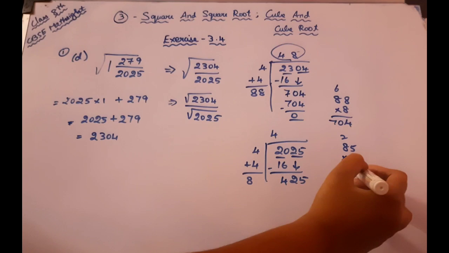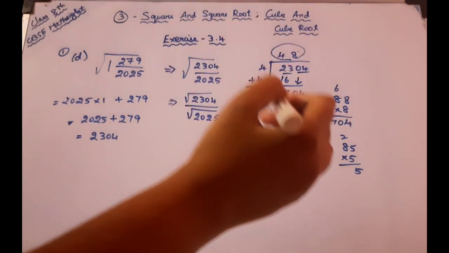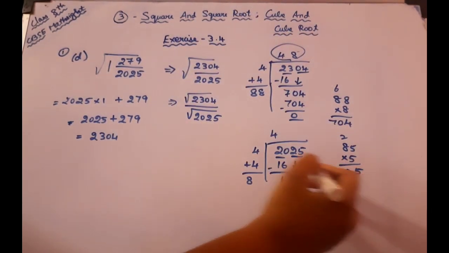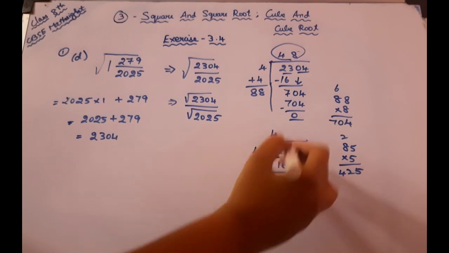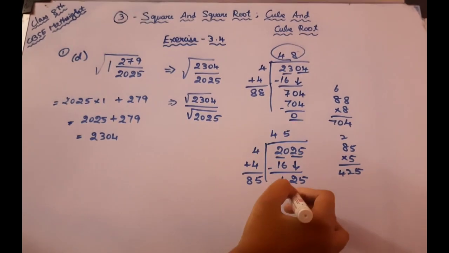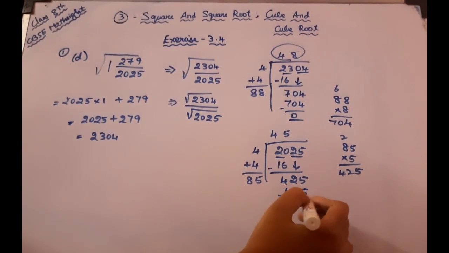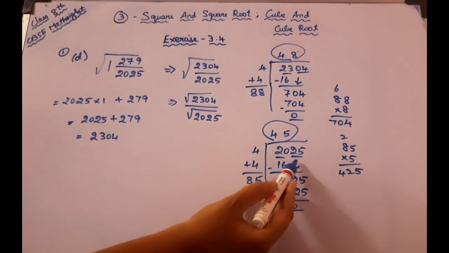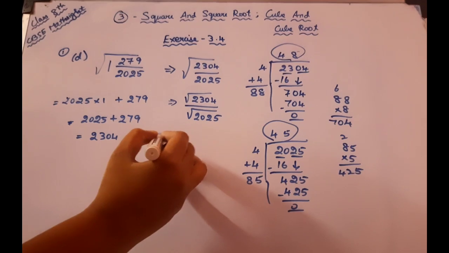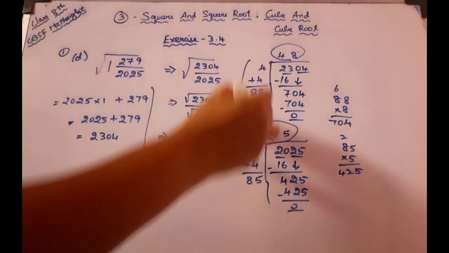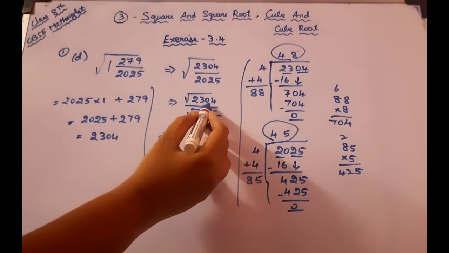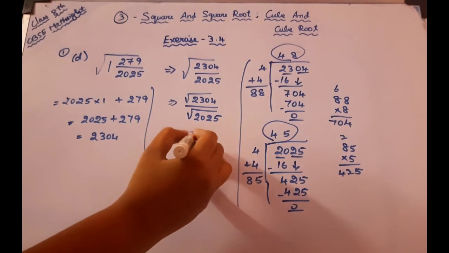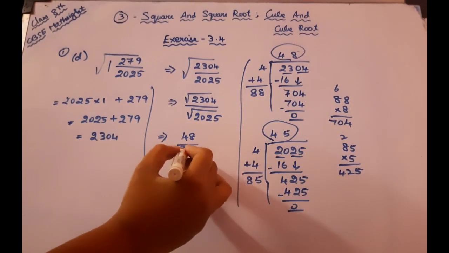5 5s are 25. 8 5s are 40 plus 2, 42. So 85 into 5 is 425. When we subtract, we get the remainder 0. So the square root of 2025 is 45. So the final answer is the square root of 2304, which is 48, divided by 45.